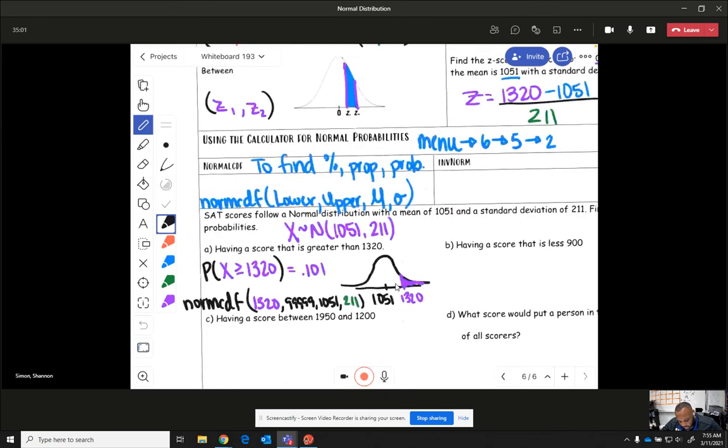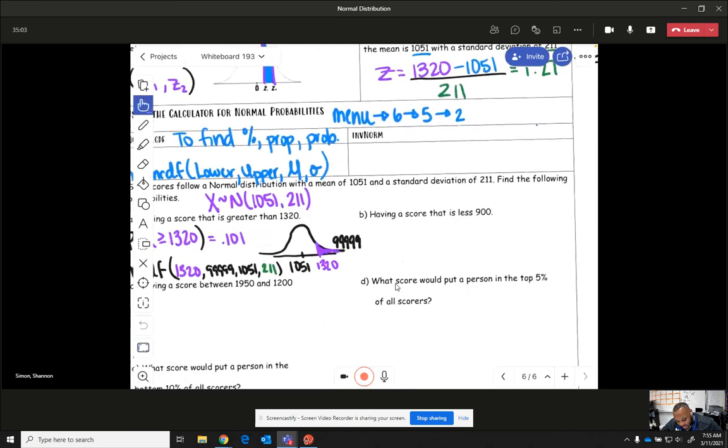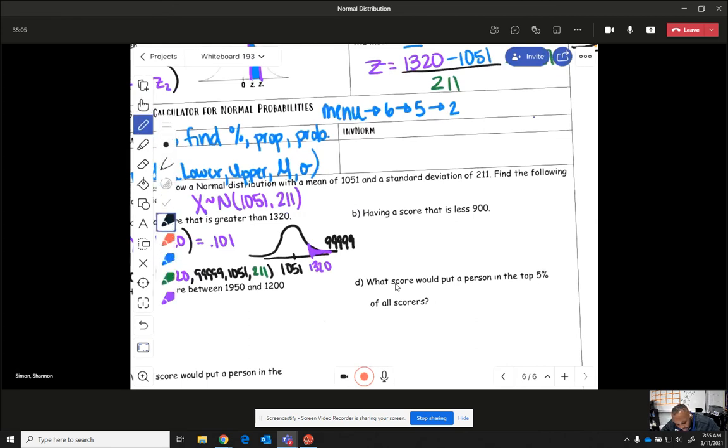So let's look at the next one, which says having a score that is less than 900. So the first thing I'm going to do, I'm going to draw my curve. 900, put the mean on it at 1051, and 900 is on the left-hand side of this. If I want to find a score that is less than 900, I'm shading it to the left. This is a lower tail area that I'm finding. It's the left-tailed area. So to do that, this is the probability that x has to be less than or equal to 900.